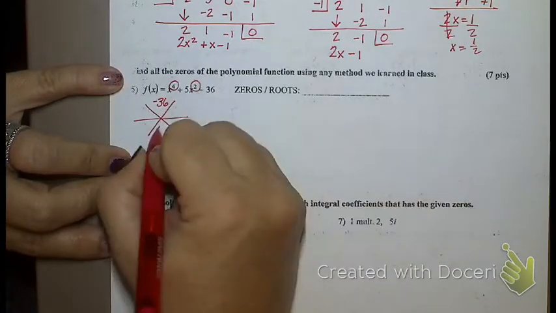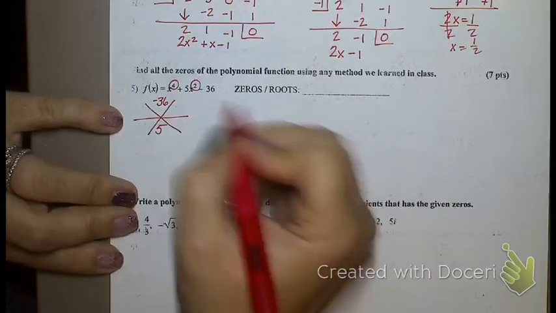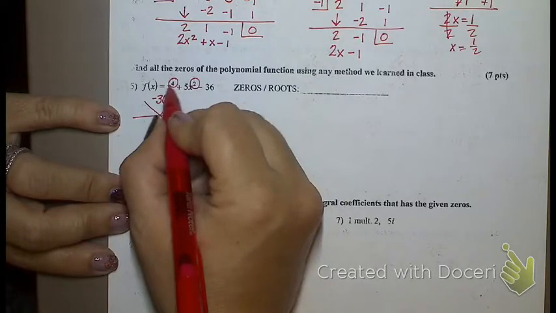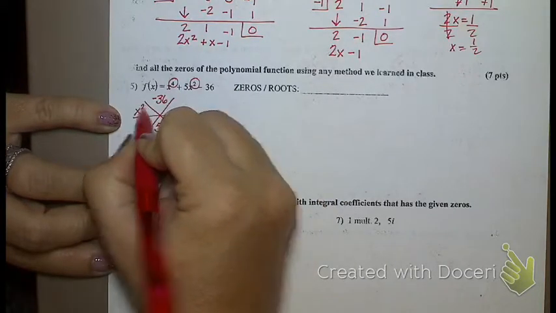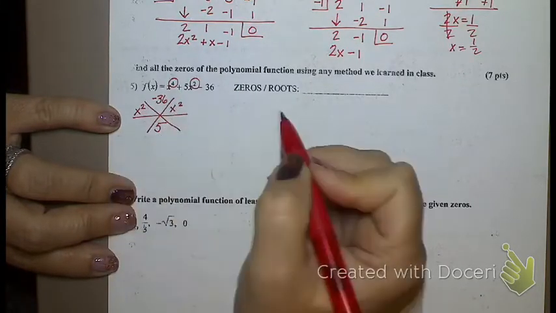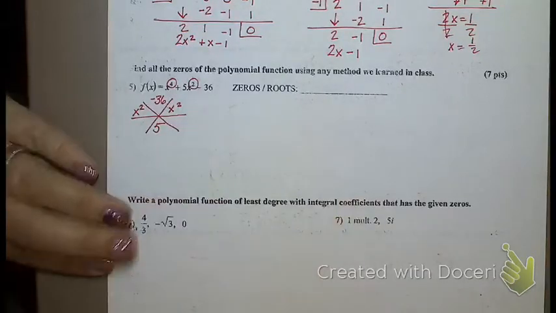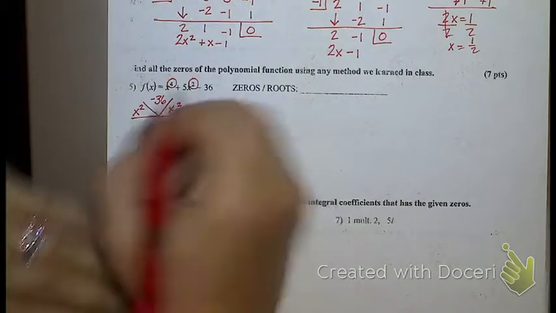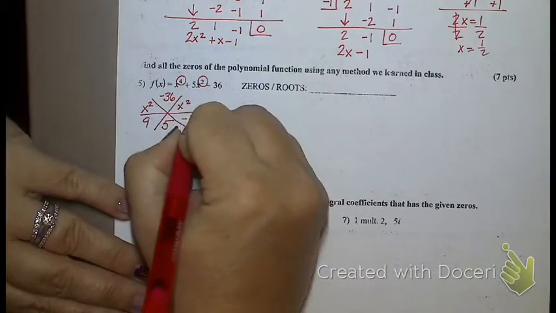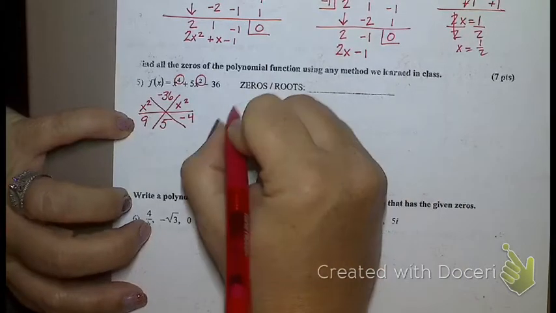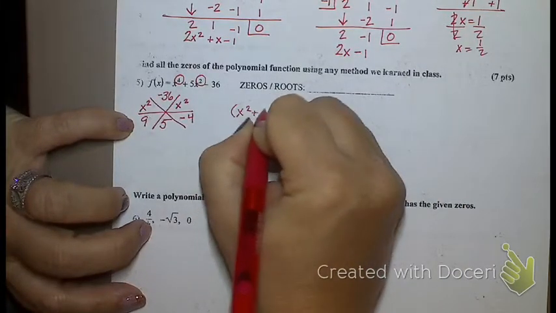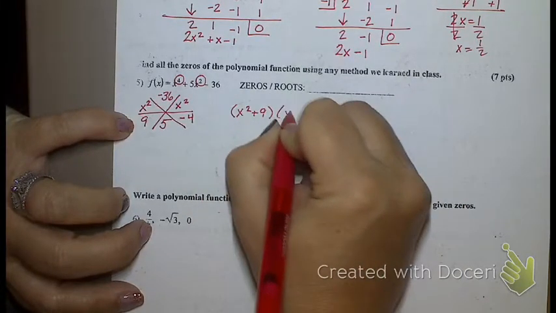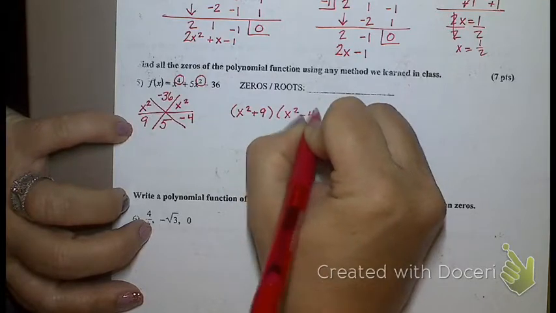On the bottom? Now some people were confused. What do I do with that? Well, the x to the fourth gets split up, x squared and x squared. And what are my two numbers that multiply to get negative 36 and add to get 5? 9 and negative 4. So that means I have x squared plus 9 and x squared minus 4.